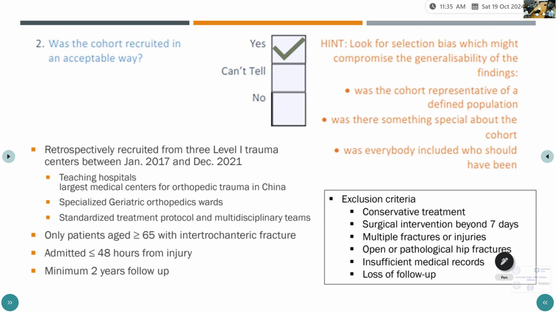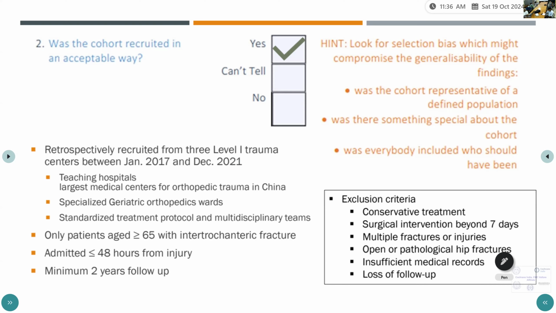Now, this setup makes the outcome of the study less applicable to smaller centers, or centers that do not have a geriatric orthopedic ward, or centers that are not large teaching hospitals. This study also only includes patients aged 65 or more with intertrochanteric fracture. So this data will not be applicable to younger patients. It will not be applicable to patients with other hip fractures.